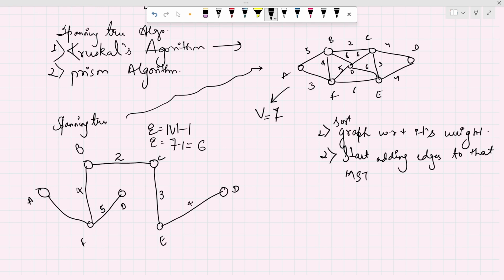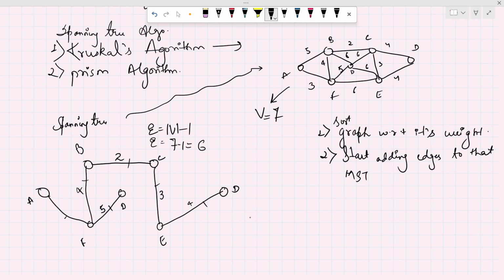Now we have used all the edges. Count the edges: 1, 2, 3, 4, 5, 6. 6 edges used to connect the 7 vertices. So this is what the Kruskal algorithm is. We have to connect the vertices with the edges which give us the minimum weight.